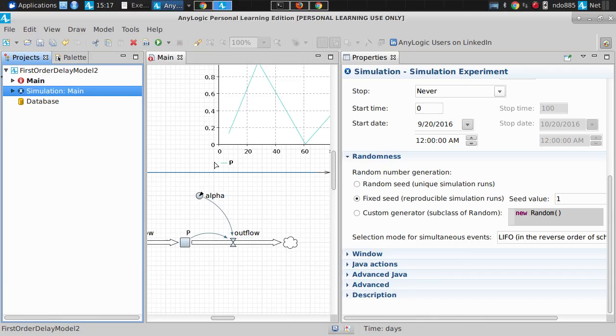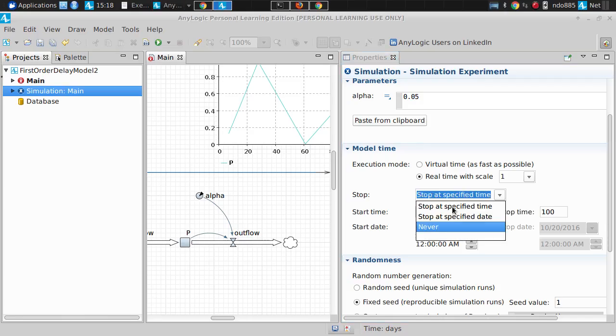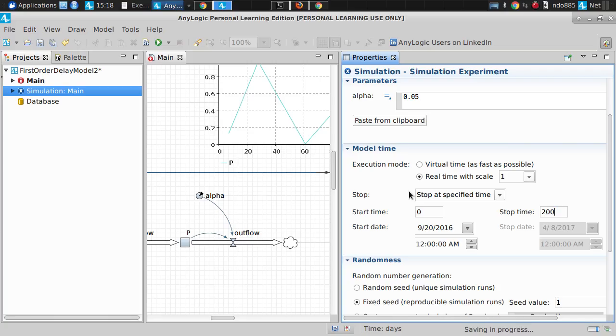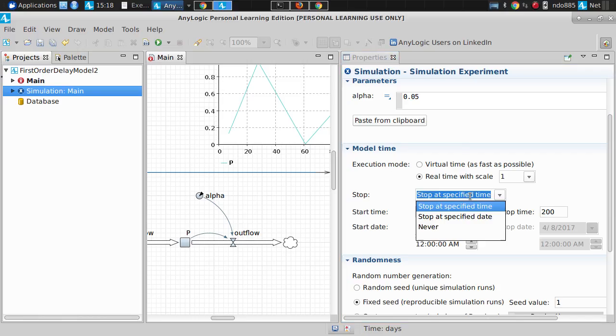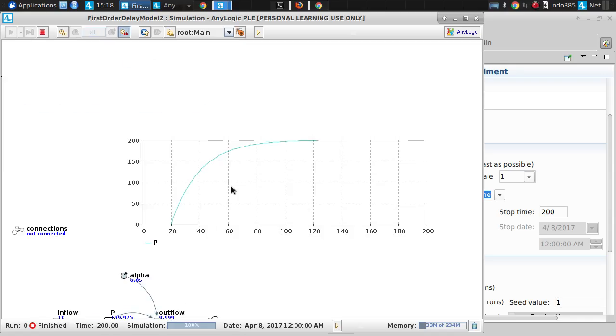If you click on the simulation, ladies and gentlemen, and you go down to the section called model time, you can set it to stop at a specified time, with stop time 200. How did I do that? I went to the simulation, that's the experiment or the scenario, and you scroll down in properties to model time, and you set it to stop at specified time with stop time 200. Do you see that? Okay, ladies and gentlemen, let her rip. Okay, let's try that, and there we go.